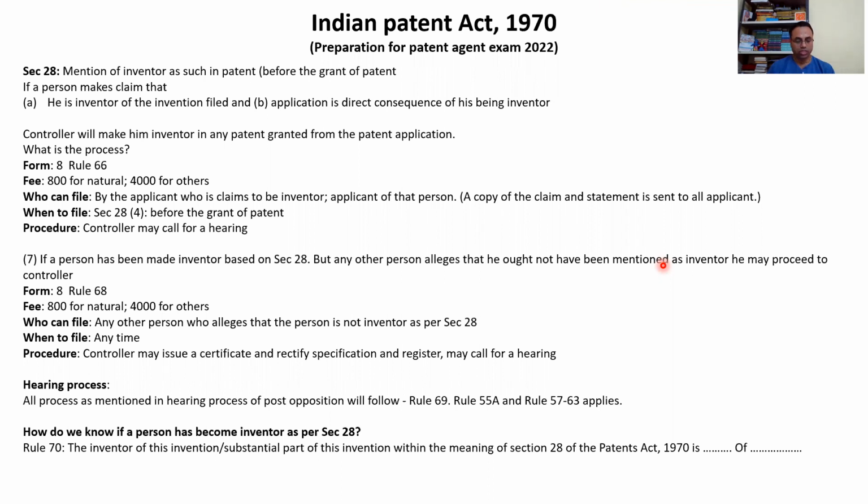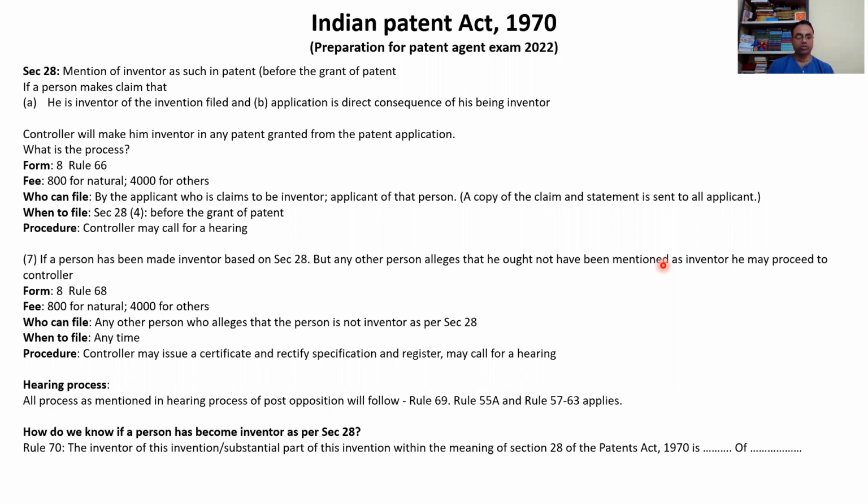If the controller is satisfied, upon a request or claim made in accordance with the provisions of this section, that the person in respect of or by whom the request or claim is made is the inventor of the invention in respect of which application for a patent has been made, or a substantial part of the invention, and that the application for the patent is a direct consequence of his being the inventor, the controller shall, subject to the provisions of this section, cause him to be mentioned as inventor in any patent granted in pursuance of the application, in the complete specification and in the register of patents, provided that the mention of any person as inventor under this section shall not confer or derogate from any rights under the patent.